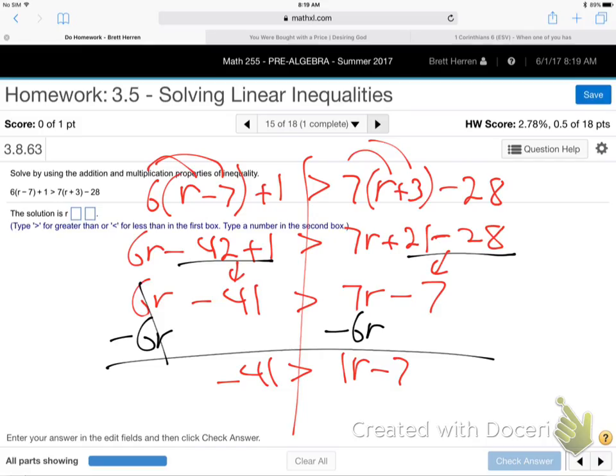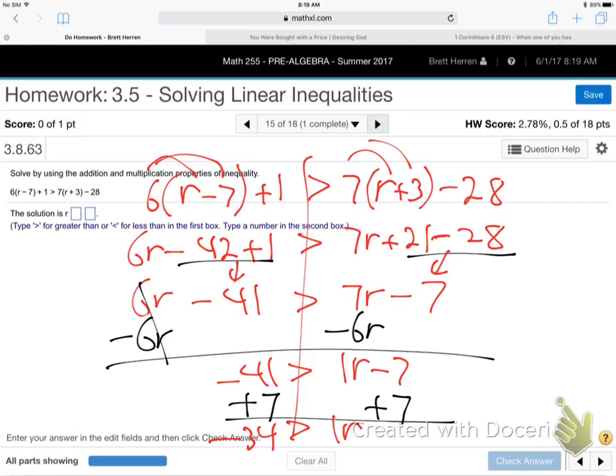Okay, now r is saying I want to be alone. So what do we do to get him alone? Add the 7. And 1r, what is that? Use your calculator, is it minus 34? And there we go. Now that's the right answer.